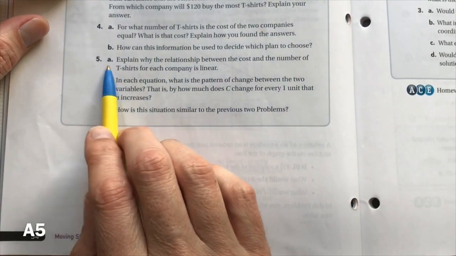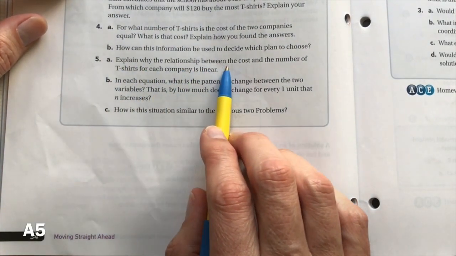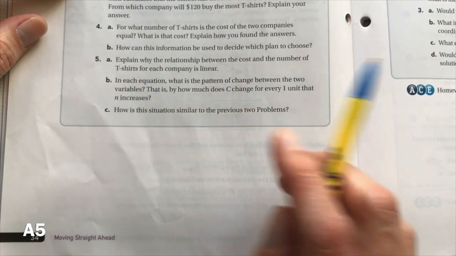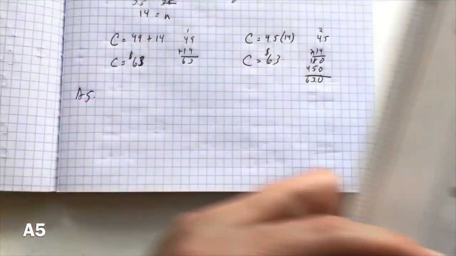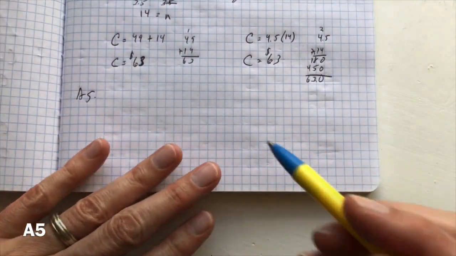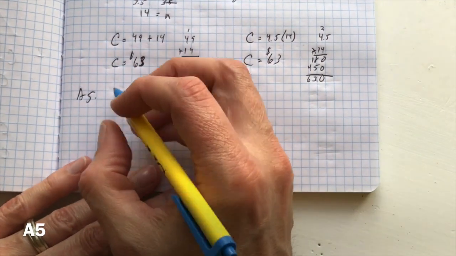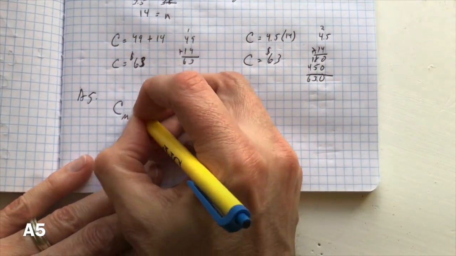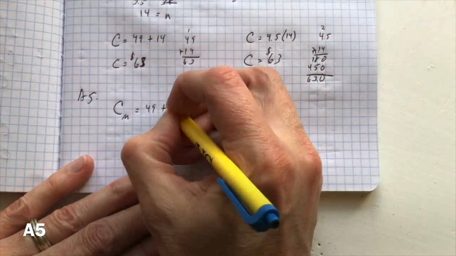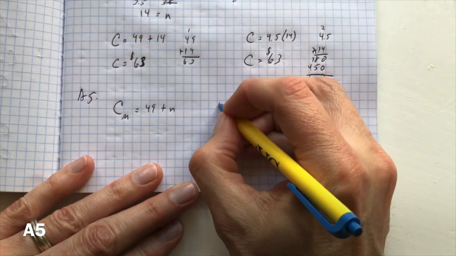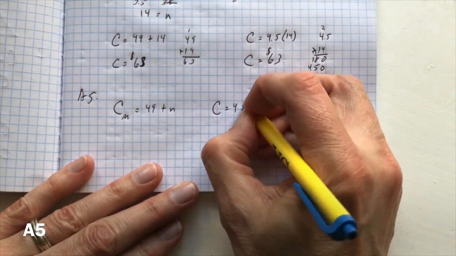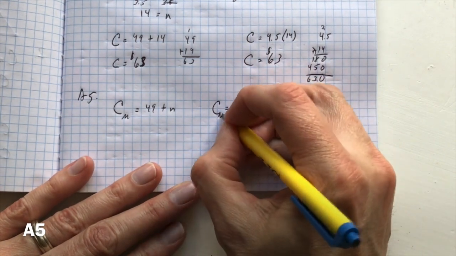Number 5, explain why the relationship between the cost and the number of t-shirts for each company is linear. How do we know that? Well, if I come back to the actual equations again, remember this is the cost for Mighty T is equal to 49 plus n. And the other one was the cost is equal to $4.50 times n, and that's going to be for No Shrink.